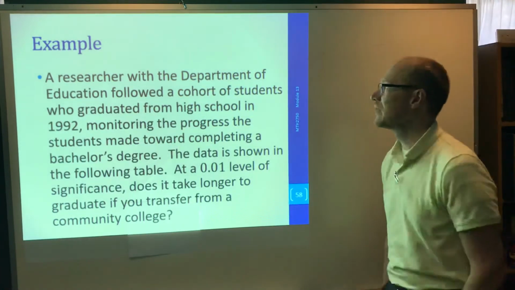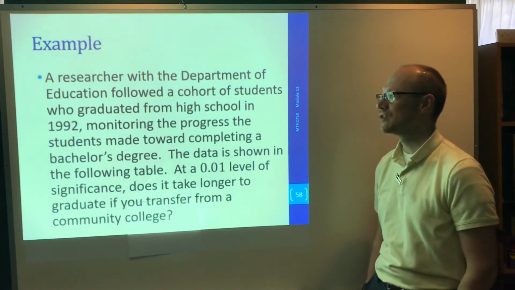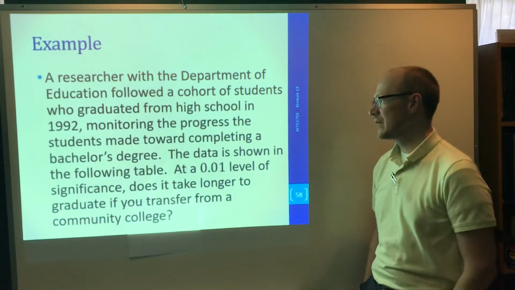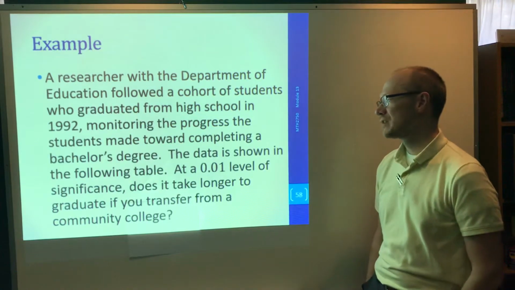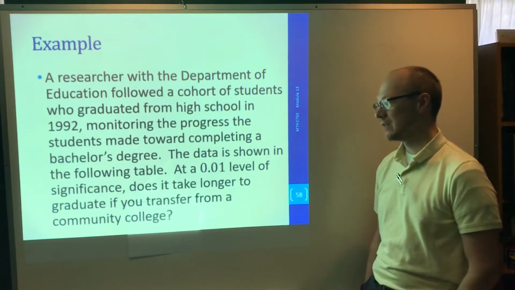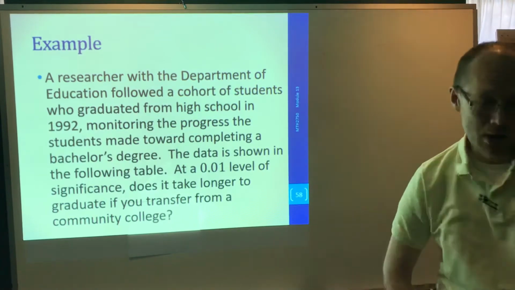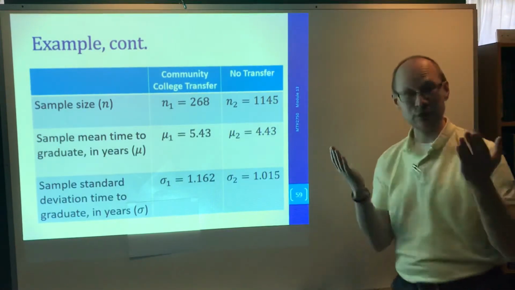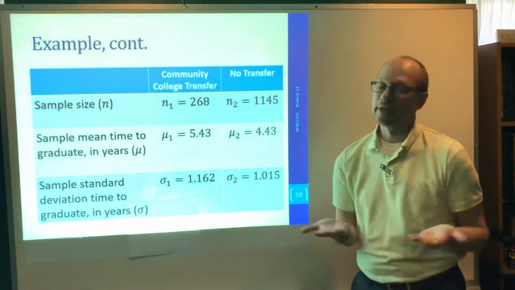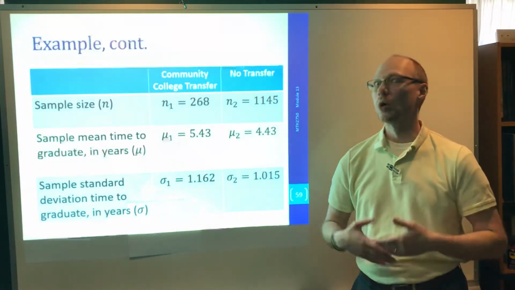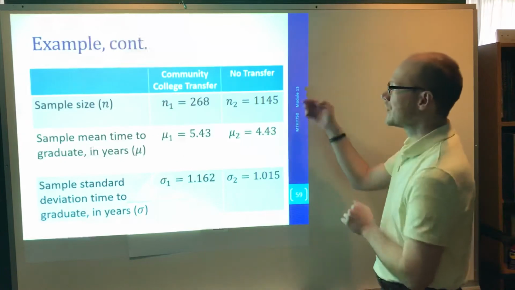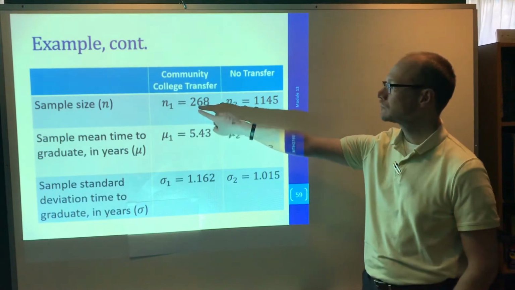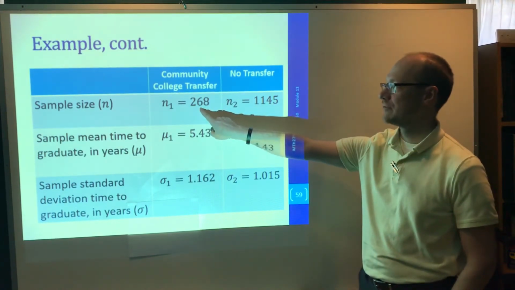A researcher with the Department of Education followed a cohort of students who graduated from high school in 1992, monitoring the progress the students made toward completing a bachelor's degree, a 4-year degree. The data is shown in the following table. At a 1% level of significance, does it take longer to graduate if you transfer from a community college? I don't know. Let's see what the data says, and let's see if the data is statistically significant enough for us to make a determination if the difference is simply that's the way the samples worked, or there is a substantial difference. So if we look at this, we can see we've got a couple of samples, large sample sizes, right? Which takes us to our degrees of freedom.